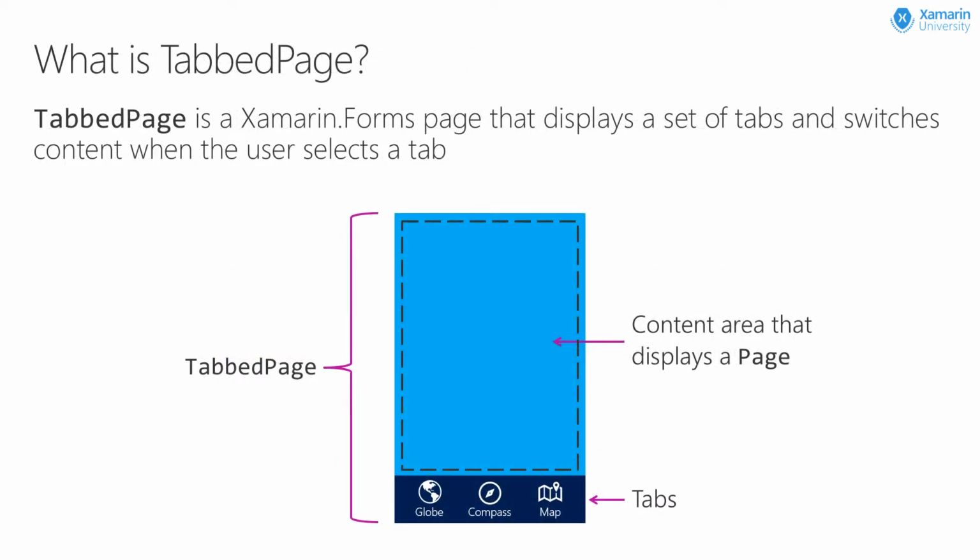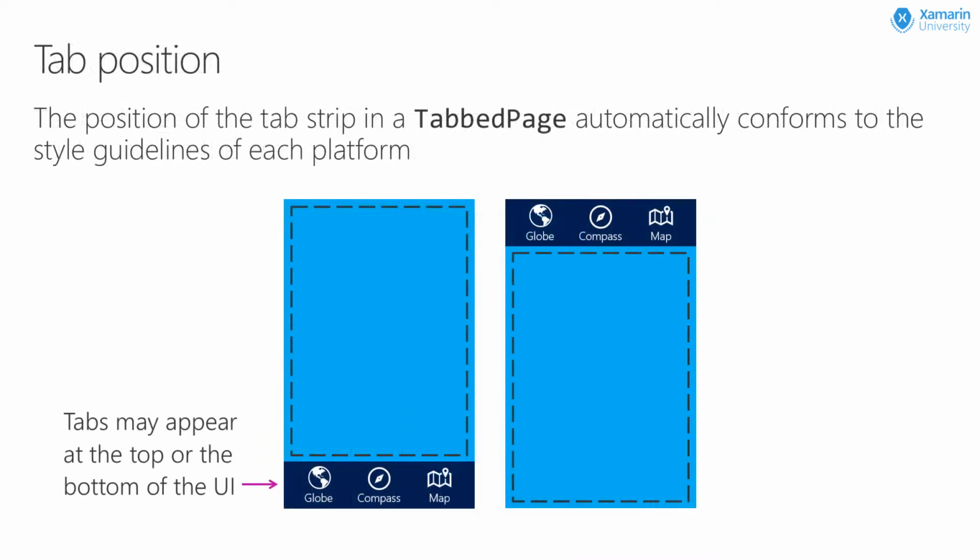So let's see how we implement tab pages in Xamarin.Forms, and for that we're going to use the tabbed page. This is a page-derived type, and the tab page automatically provides a set of tabs, or the tab strip. Users tap on a tab to show the related content. This is displayed in the content area. The tab page uses native controls on each platform, and therefore the tabs are positioned as they should be on each platform. And for example, on iOS, they appear at the bottom.